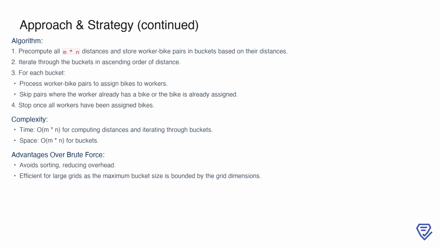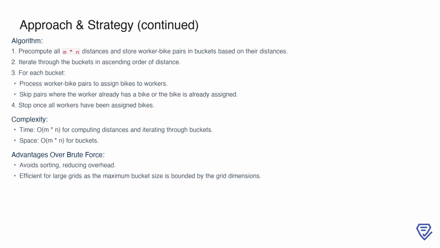Once the distances are bucketed, we process these buckets in ascending order of distance. For each bucket, we iterate through the worker bike pairs, assigning bikes to workers if both the worker and the bike are available. If a worker already has a bike or the bike is already assigned, we skip the pair. This process continues until all workers have been assigned bikes.